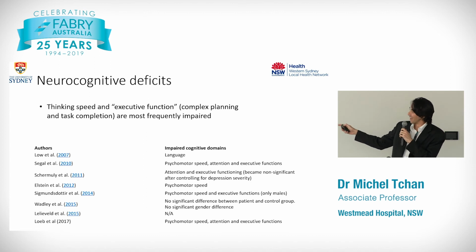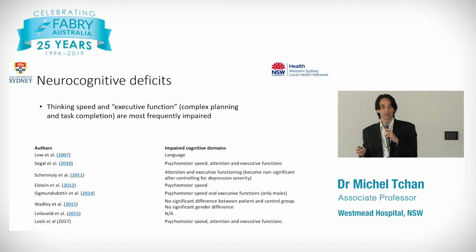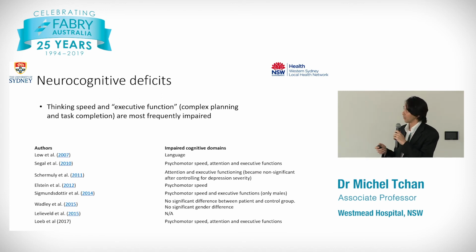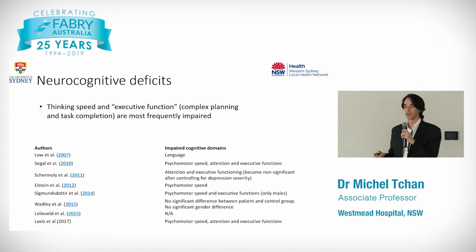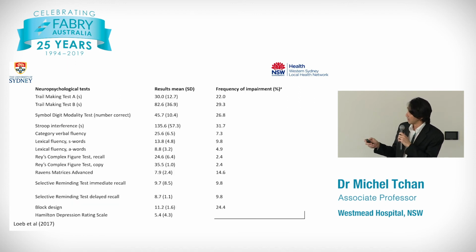But the two main, what we call domains of thinking that seem to be affected in Fabry are what we call thinking speed and executive function. Thinking speed's pretty self-explanatory, but executive function is really all about complex planning, how you can do multiple things in your mind at the same time and allow you to complete tasks. So the various studies have shown that there are some deficits in those areas in patients who have Fabry.